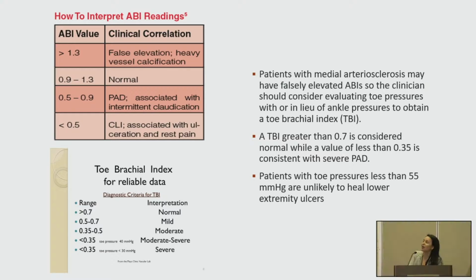So a little bit about how to read an ABI. Anything between 0.9 and 1.3 is considered normal. With our diabetic or renal disease patients, anything over 1.3 shouldn't be considered normal, right? No, we have to consider that there is vessel calcification, and these patients should have TBIs ordered as well or be referred to vascular for further evaluation.